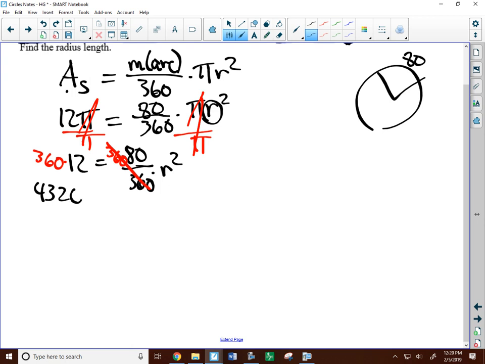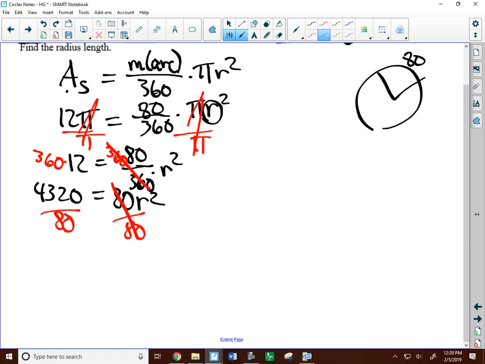Somebody help me out. Is this right? Yes. 4320 equals 80 r squared. And then we're solving for r squared, so you're going to divide by 80. Yeah. So here's the thing I wanted to say. I will divide by 80 here.